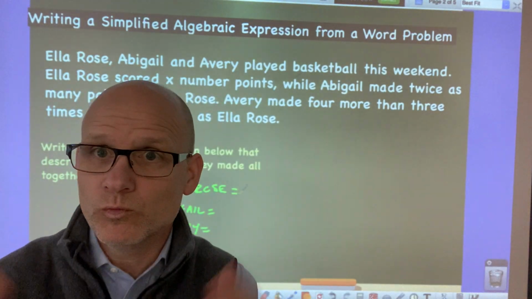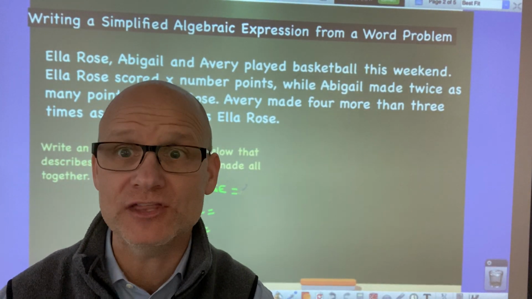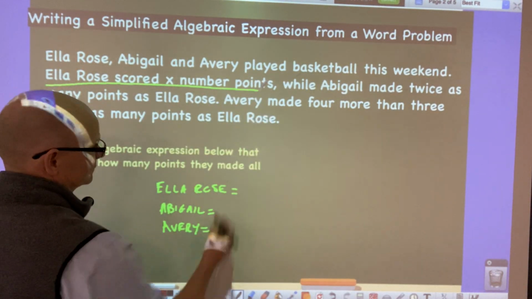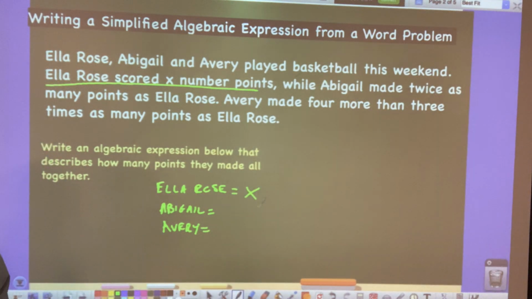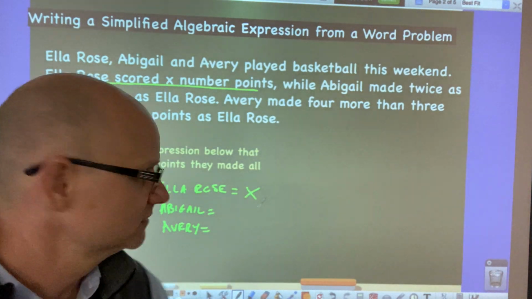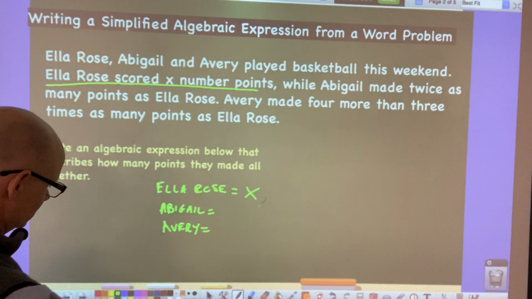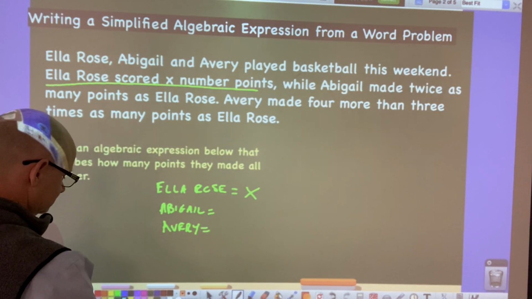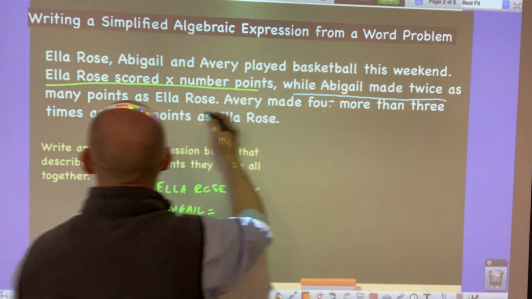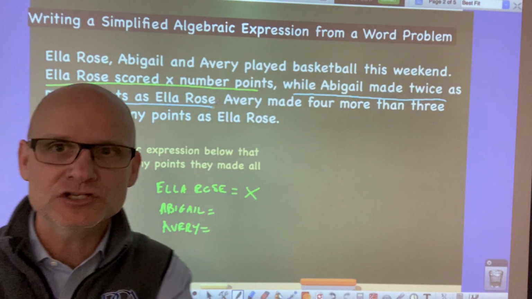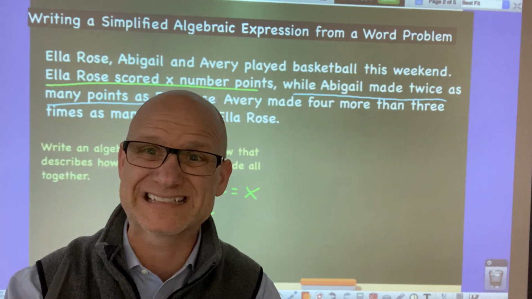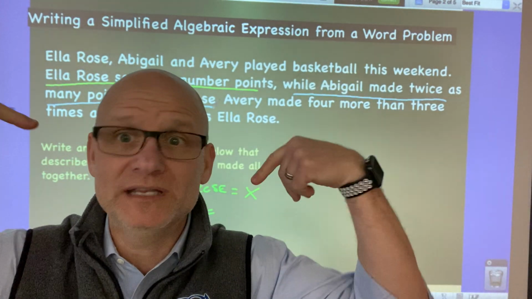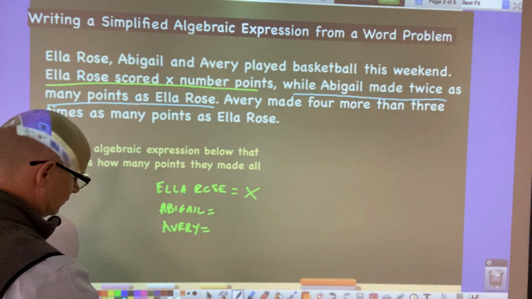Which one is X? Which one's the one we know nothing about? Well, they even say Ella Rose is X. So you just write X. Well, what do we know about Abigail? Look at the next part of the sentence. It says Abigail made twice as many points as Ella Rose. So how do you write that as an expression? Remember, Ella Rose is X, and Abigail made twice as many as Ella Rose. So that would be 2X.